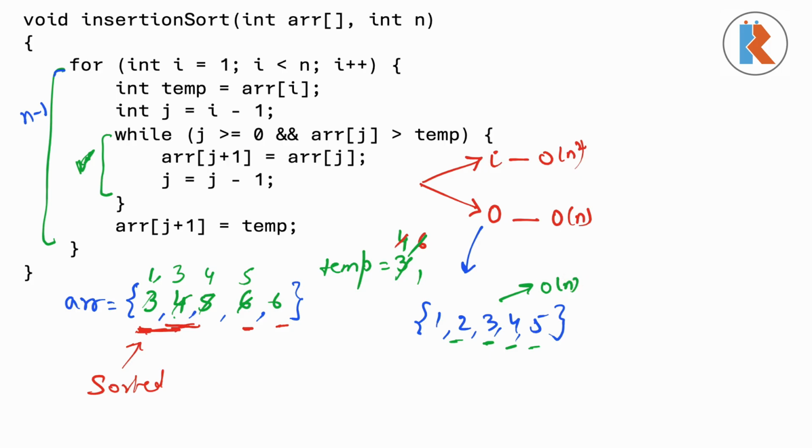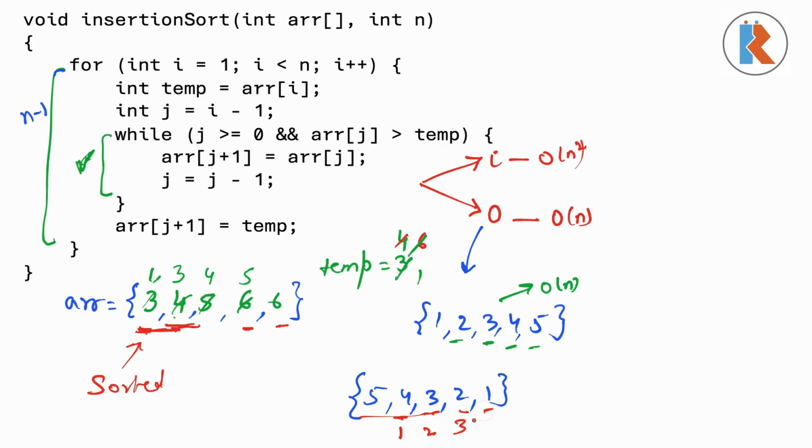But if the array is sorted in reverse order, let's say we want to sort the array in ascending order and the array given to us is sorted in descending order. Then for 4, 5 needs to be shifted. For 3, both 4 and 5 need to be shifted. For 2, all of these 3 elements need to be shifted.